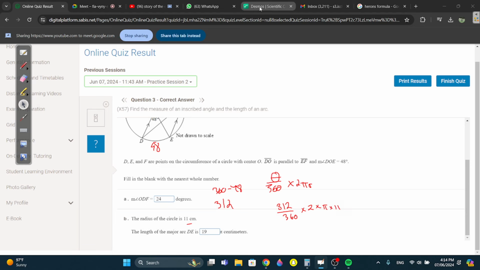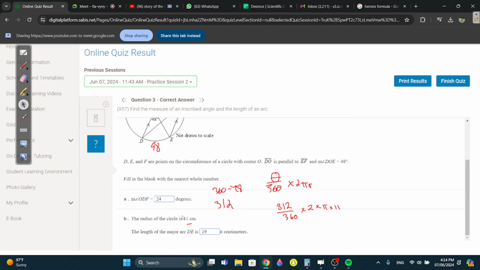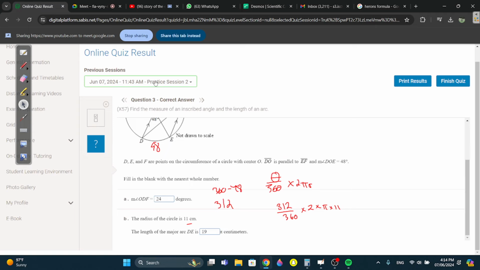If you put this in a calculator, 312 divided by 360 times 2 times 11. Why am I not including pi? Because they want our answer in terms of pi. So you're going to get 19.0666 or whatever. So it's going to be approximately 19.